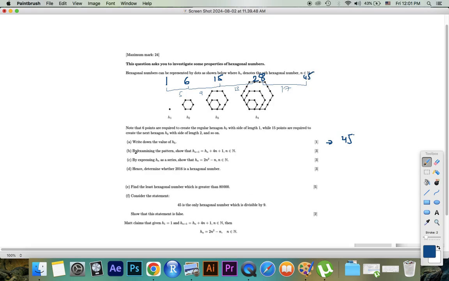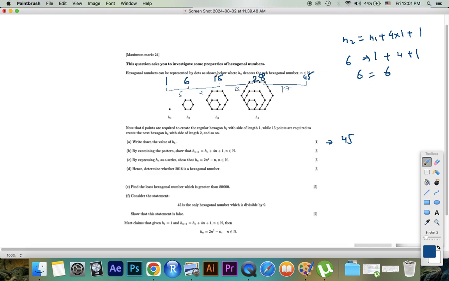Now they are saying, by examining the pattern, show that h of n plus 1, that means let's say h5, is equal to hn plus 4n plus 1. So let's take the first case. In the first case, you see h2 is equal to h1 plus 4 times 1 plus 1. So that comes out to how much? H2 is equal to 6. H1, we know, is 1. So 6 equals 6. So the pattern is holding true for H1 and H2.